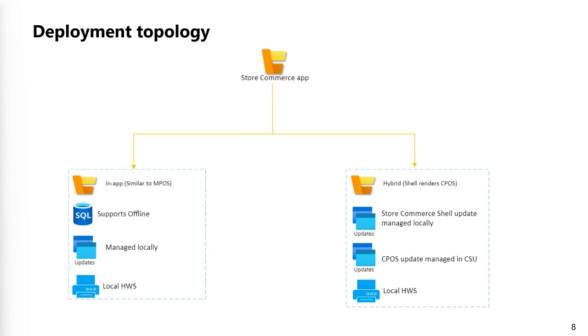Now with the Store Commerce app, we are bringing both those benefits to you. For example, if you prefer a more modern point of sale experience, where you install the app locally and manage it, and you want offline support, then you can use the in-app mode. By default, it's in-app mode, so you don't have to pass any additional parameter during installation. And if you want to install offline, you will pass a few additional parameters.